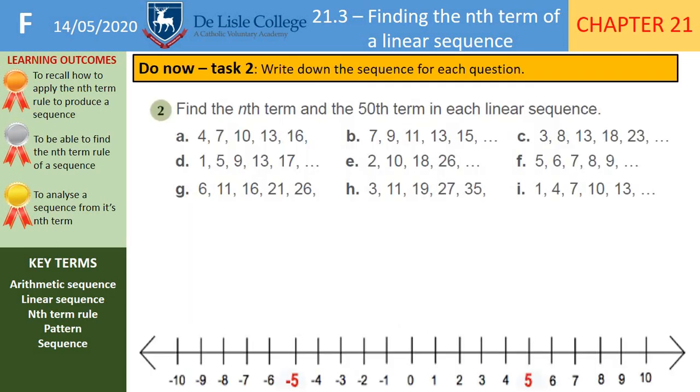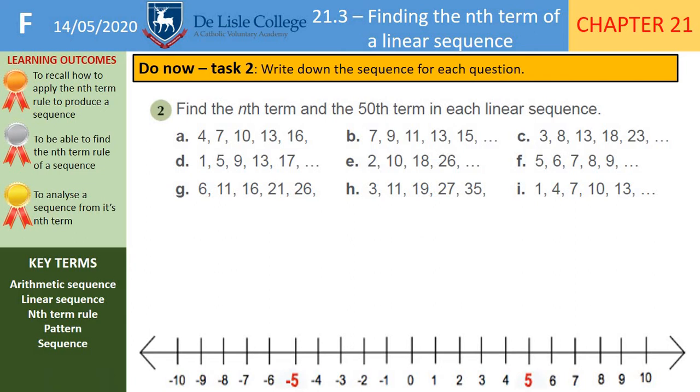Right, for these ones, can you please find the nth term rule for each of them first, and then we need to do our gold level criteria. After you've done that, please use those nth term rules to find the 50th term in the sequence. What is the 50th term? Please don't write out 50 numbers until you get to the 50th term. Please use your rule. Please pause the video as you do this.